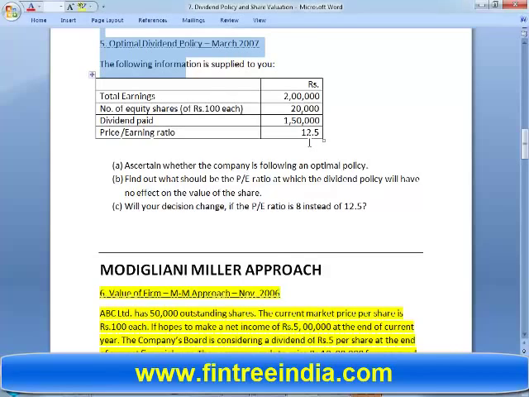Then DPS, dividend per share. It would be how much? 1,50,000 divided by 20,000, 7.5. Below that, price earning ratio 12.5. Below that, earning yield in bracket KE, and then again in next bracket, how did we derive this? 1 divided by 12.5, which is equal to 8%.